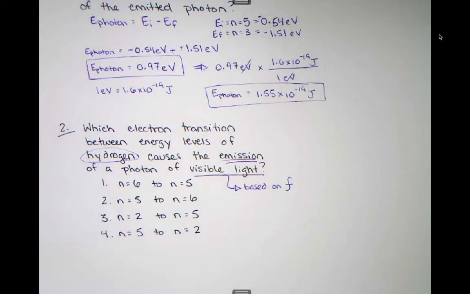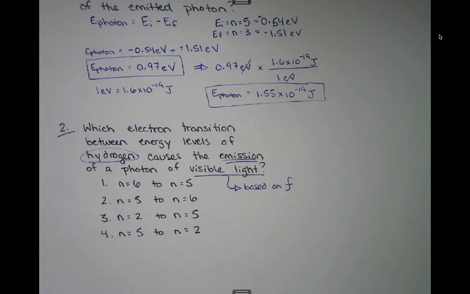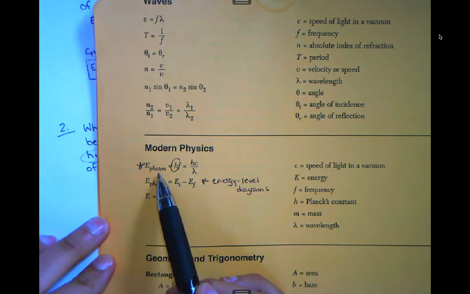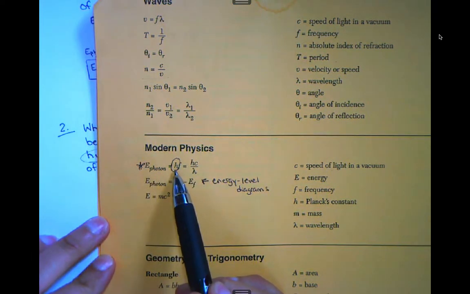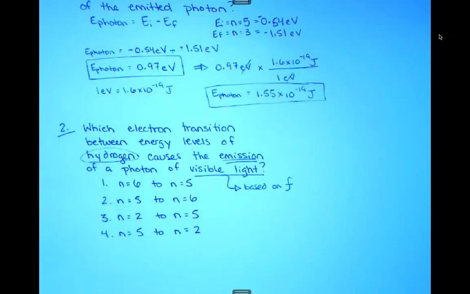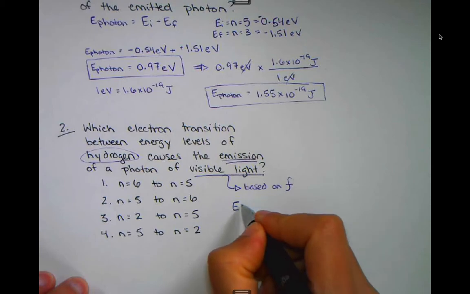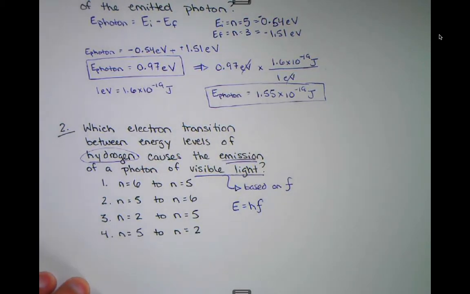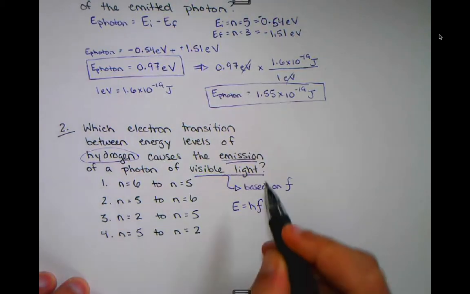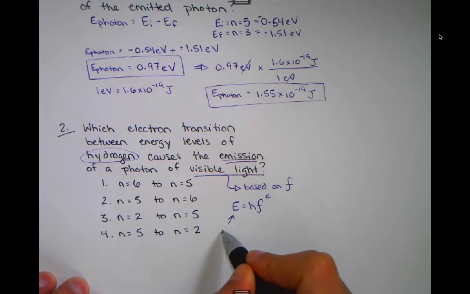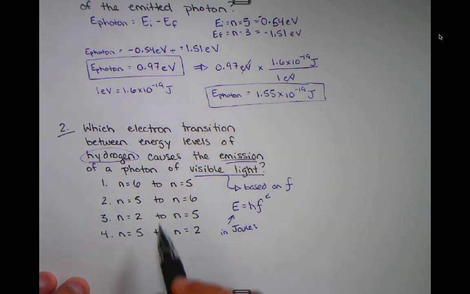But our transitions really only give us the energy. So there's another equation you're going to use, and that is in the modern physics section: the energy of a photon equals h, Planck's constant, times the frequency. So to find this based on frequency, you're going to use E equals hf, and the frequency is what you're looking for. But in order to do that, you need energy in joules. So look at these transitions and determine which one will give you visible light. Pause the video, see if you can do that, and then click play again to see if you did it correctly.